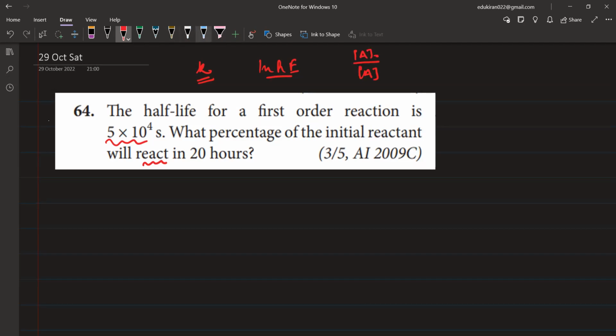So you will get something like A naught upon A. See what is the A and what is A naught, and then calculate the difference between A naught and A in terms of percentage. First of all, calculate the K and then send the answer to me on WhatsApp. First do that, and then we will think about the integrated rate law equation.